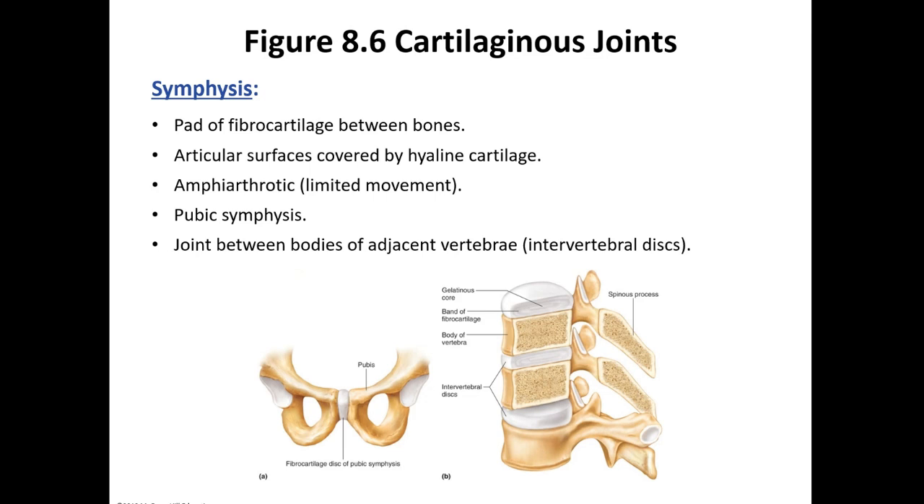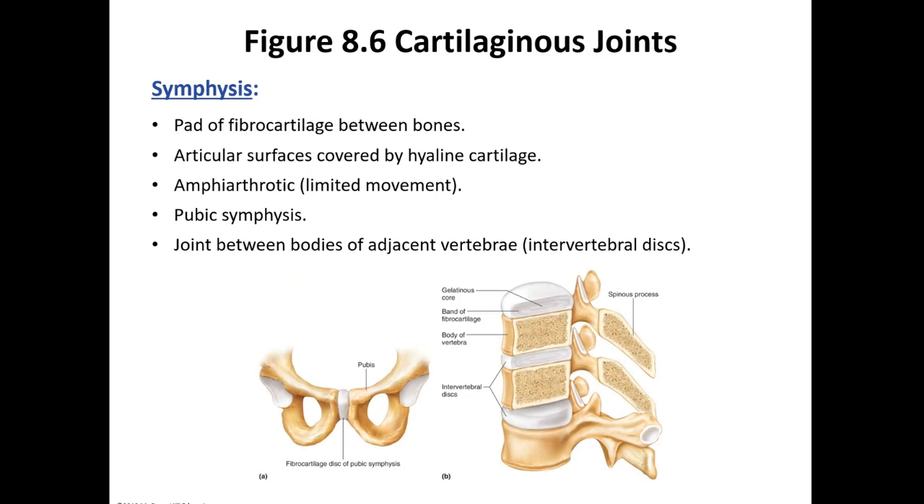This joint type slightly moves when a mother is about to give birth to a baby. It can move slightly to make it easy for the baby to slide out. So that's what they call pubic symphysis, a type of cartilaginous joint.